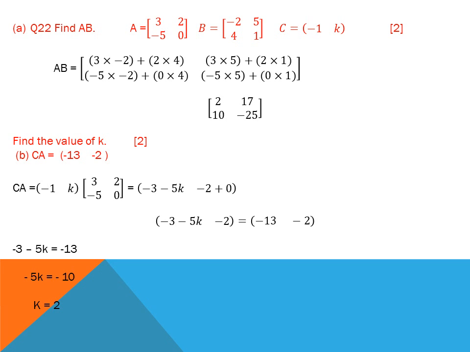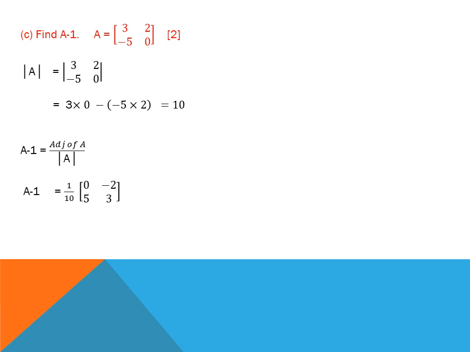Then equate these two matrices CA with minus 13 and minus 2. First value equating with first value, minus 3 minus 5k is equal to minus 13. Hence I find the value of k is equal to 2 here. Final C part of the matrix.